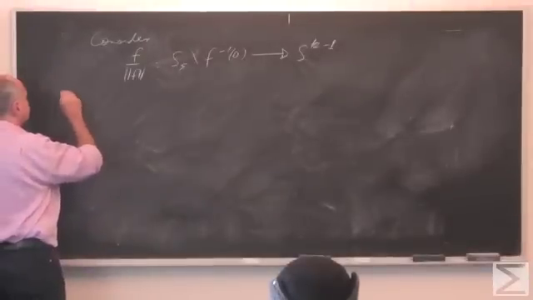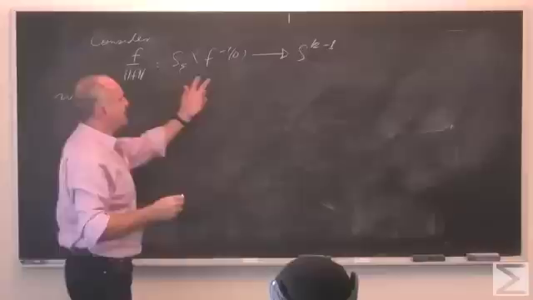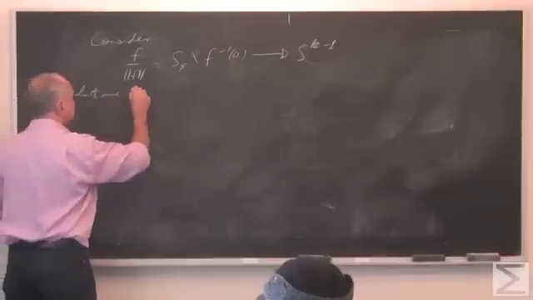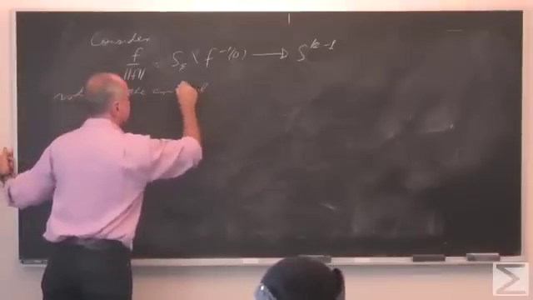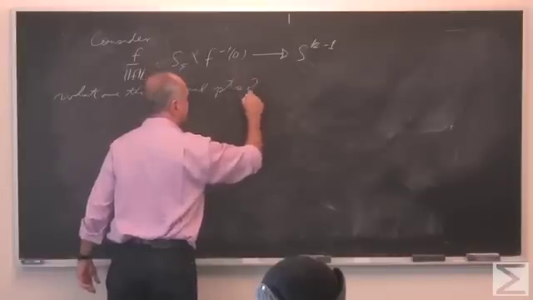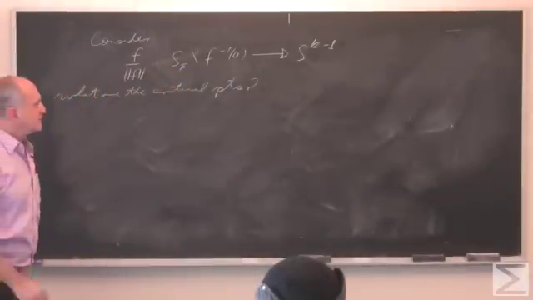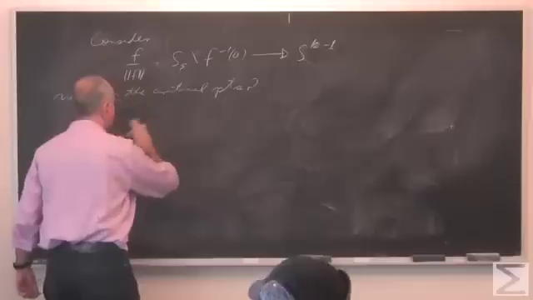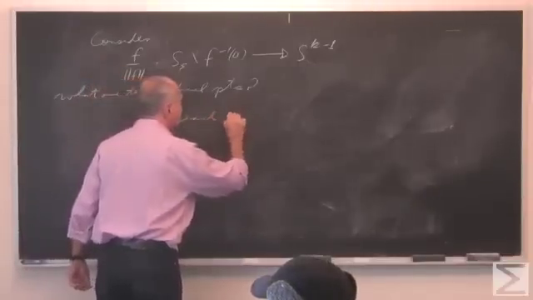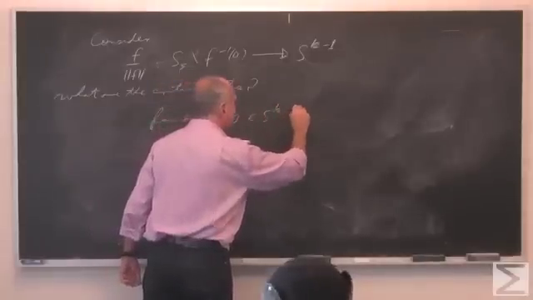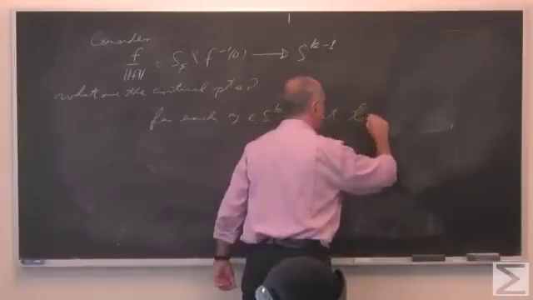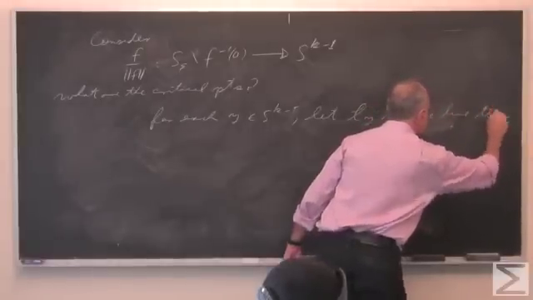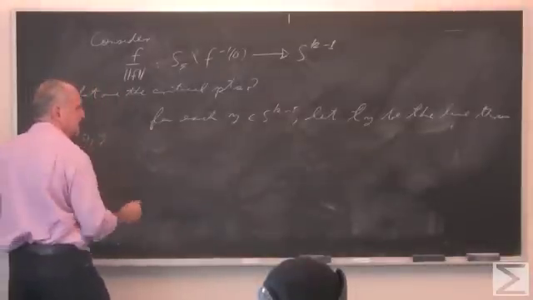We want to know whether this is going to be a fiber bundle. In particular, there cannot be critical points. So the first question is, what are the critical points? For this, for each point y in S^(k-1), let L_y be the line through 0 and y.